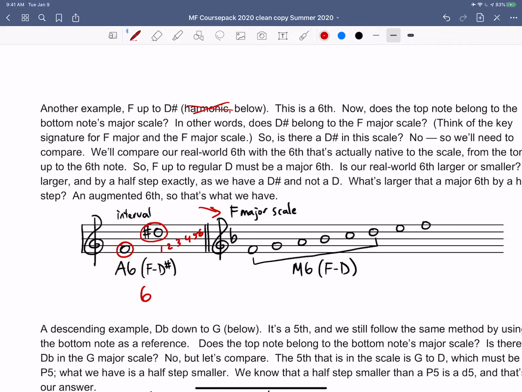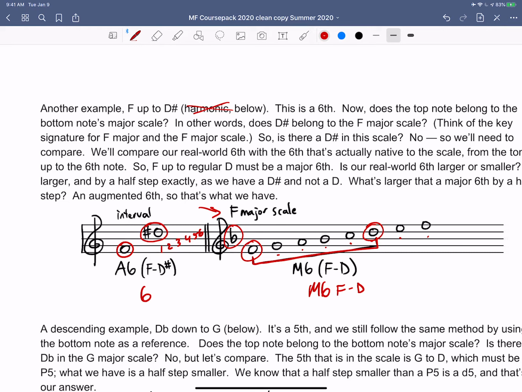Well, here's our F major scale. Again, you should conjure this in your head. F major has one flat, which you should have memorized. And here are the notes of the F major scale: F, G, A, B flat, C, D, E, and F. So is there a D sharp in there? No. But what do we have in there that is close to it? We have a D natural, a regular D. So from F up to D does belong to the F major scale. This has to be a major sixth. It satisfies that condition of the top note belonging to the bottom note's major scale.